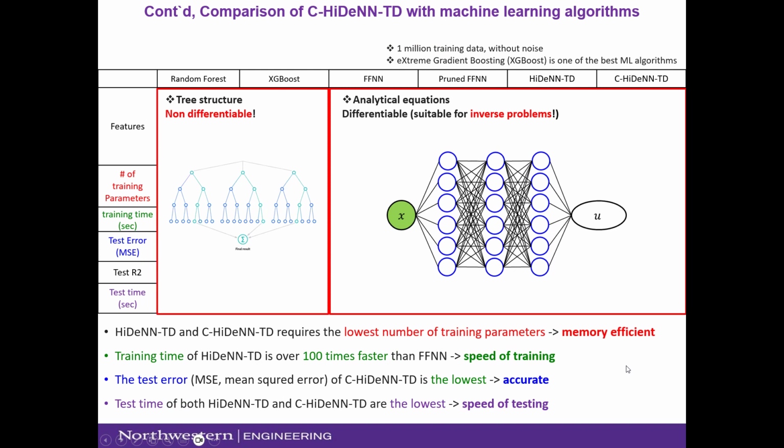One important thing to mention here is that XGBoost and random forest are tree-based methods. That means they cannot be easily differentiated. But our methods, as well as the neural networks, are differentiable. That means we can solve inverse problems quite easily using gradient-based optimizers. So we envision the C-HiDeNN trainer can revolutionize inverse problems in engineering applications.